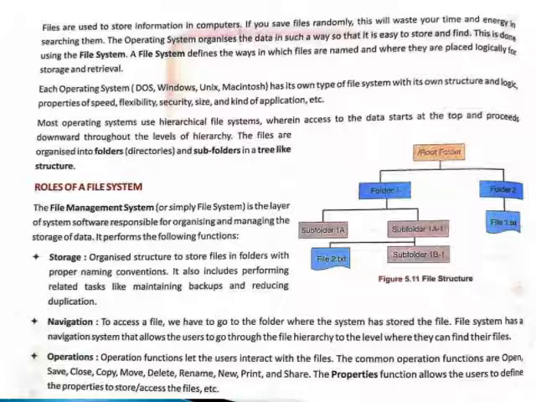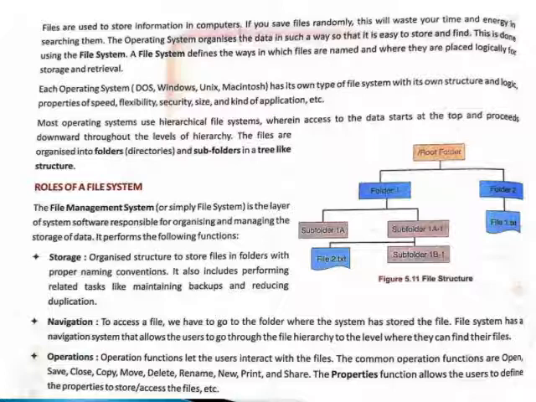Navigation. To access a file, we have to go to the folder where the system has stored the file. File system has a navigation system that allows the users to go through the file hierarchy to the level where they can find their files.